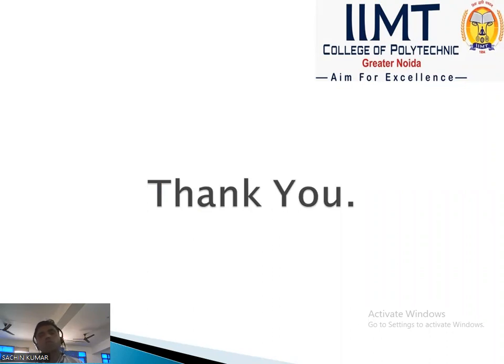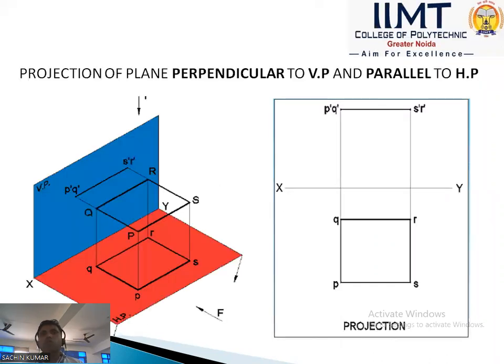In orthographic projection, we see only one view at a time; the front view and top view give only two dimensions. In the case of isometric projection, one view gives three dimensions: length, height, and width also.